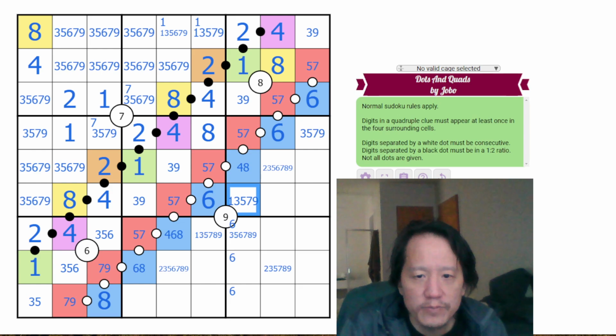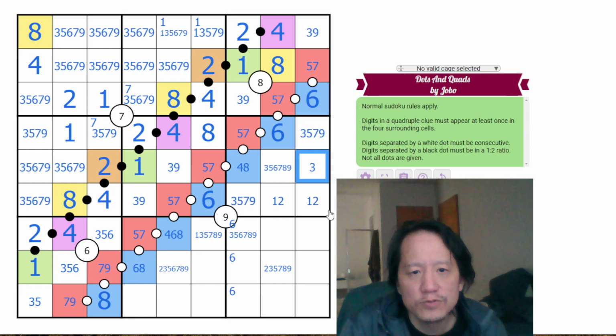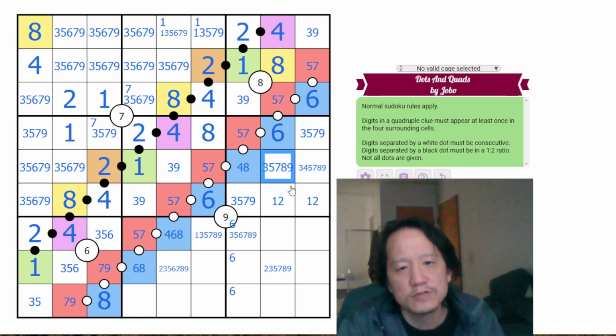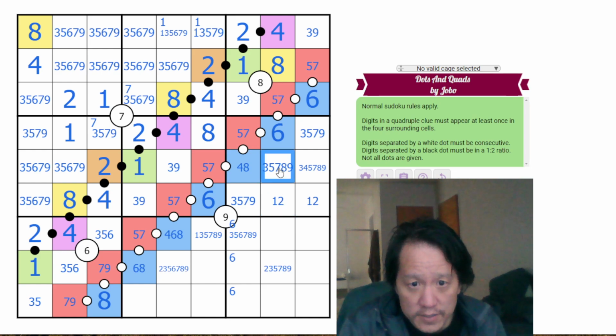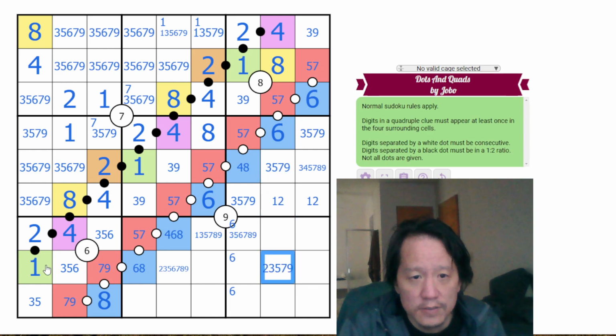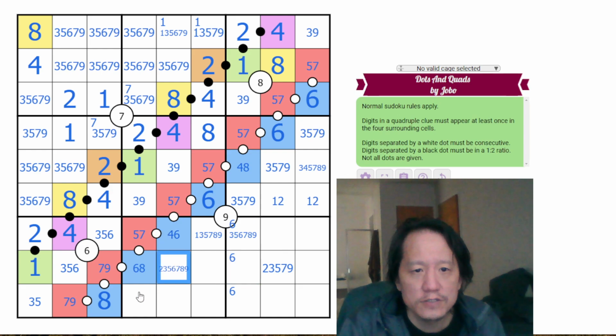So this is 1. This can't be 1. So 1 is one of those two. And where's the 2? The 2 also has to be there. So this becomes a 1-2 pair. So this can't be 2. This is 3, 4, 5, 7, 8, 9. No 6. This can't be 8. This can't be 8. This can't be 8. This is 4, 6. This can't be 4, so this is 6 also.